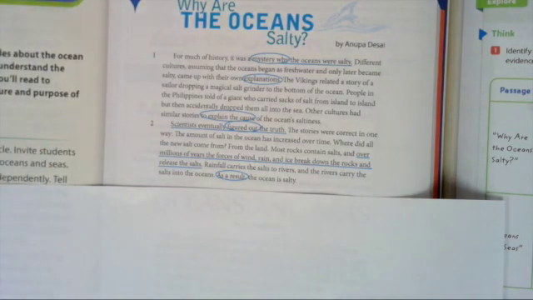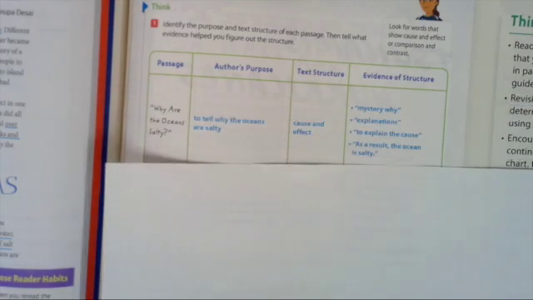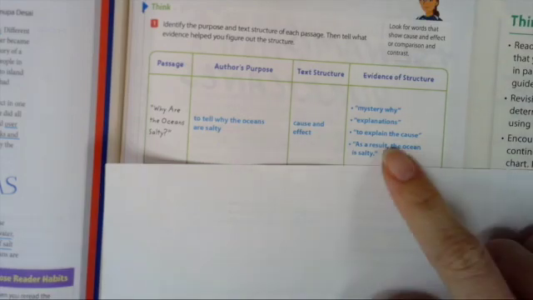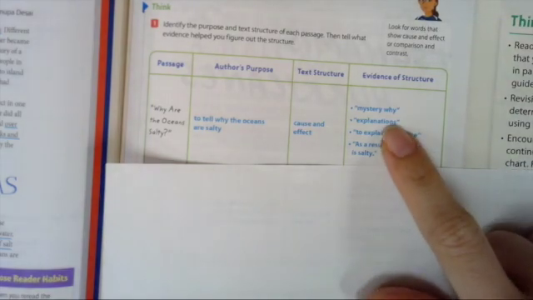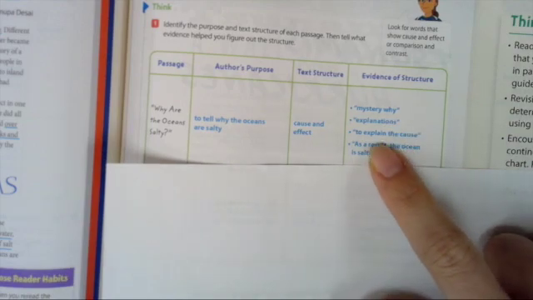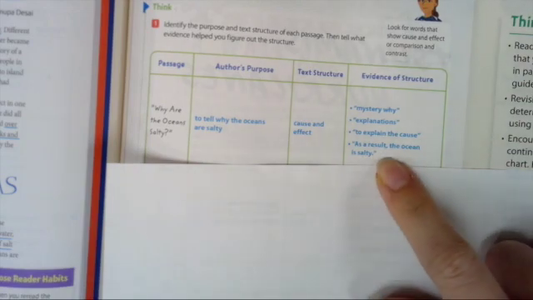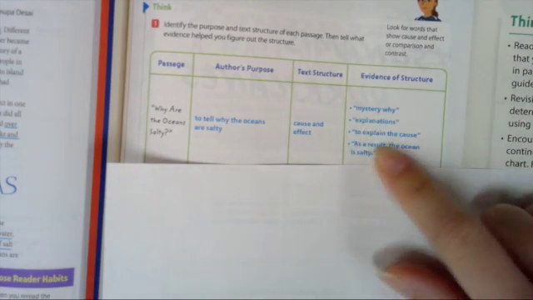So if we look at the chart on page 221, the author's purpose of why are the oceans salty is to tell us why the oceans are salty. The text structure was cause and effect. The evidence of our text structure are those words that we circled. Mystery why. Explanation. To explain the cause. As a result, the ocean is salty. Those are all the things that we circled.